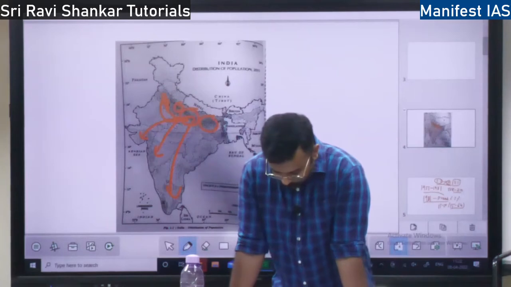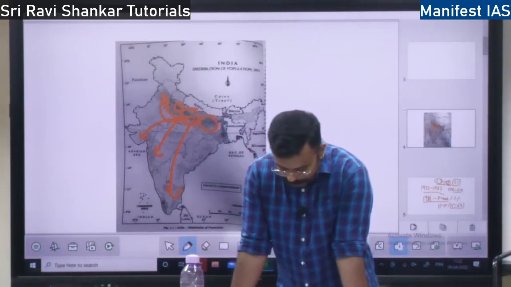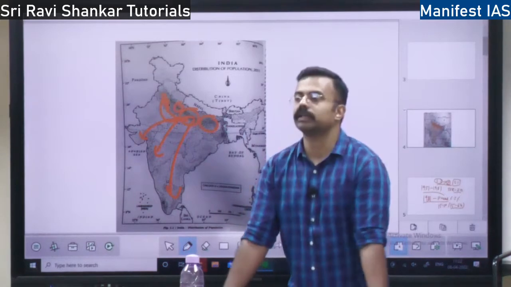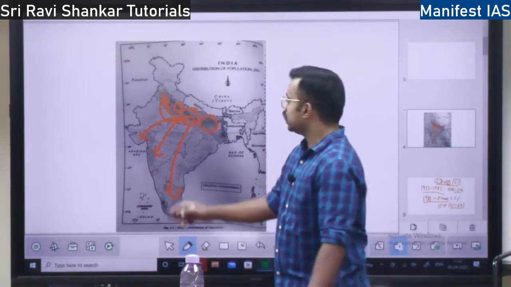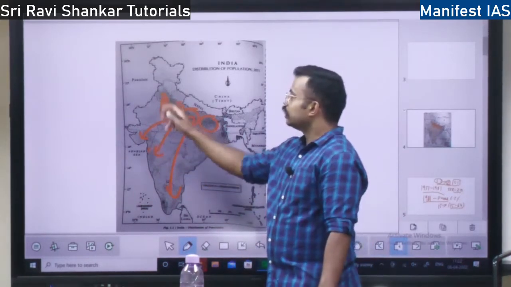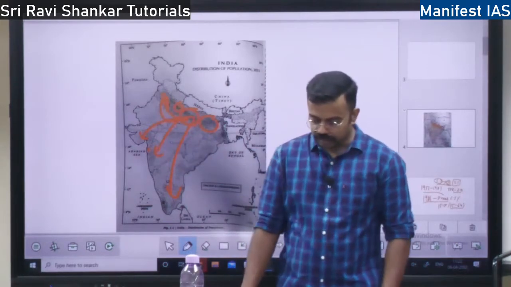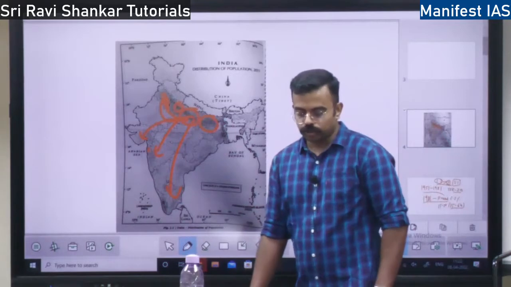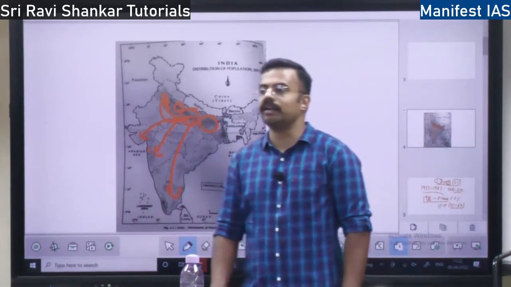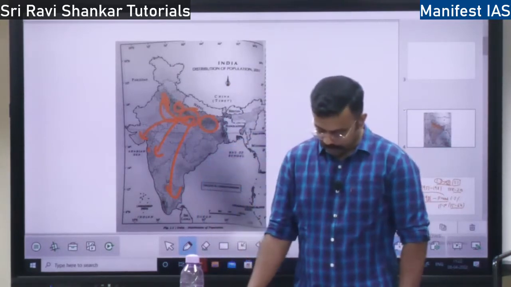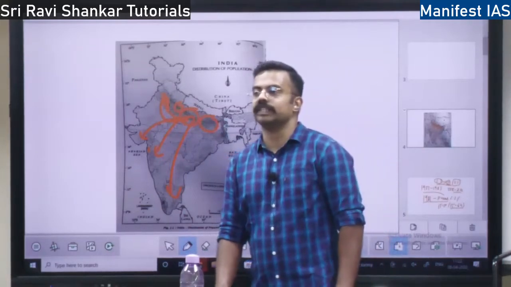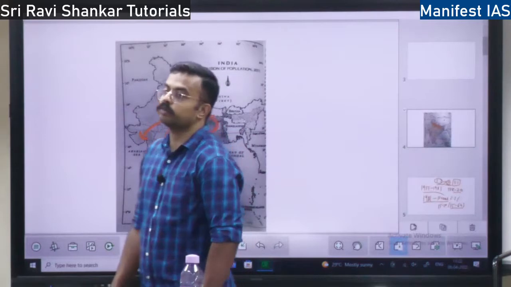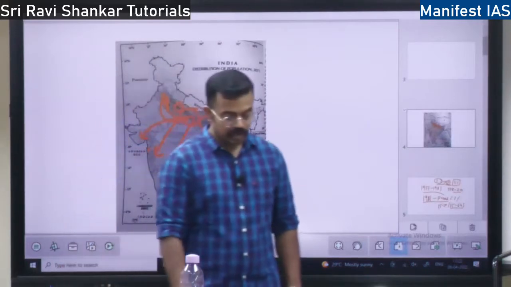Next, we will talk about the spatial variation, which I have already told. The destination regions are Maharashtra, Delhi, Gujarat and Haryana. The source regions are UP, Bihar and West Bengal, right? With respect to cities, which city receives the highest migrants? Is it Delhi? No, it is Mumbai. Mumbai receives the highest migrants.